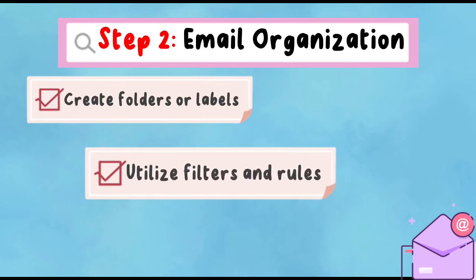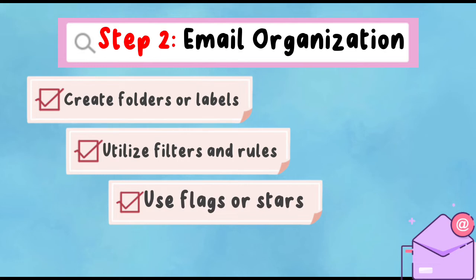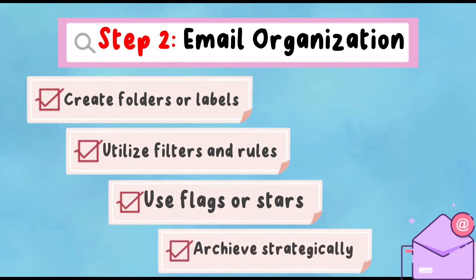Utilize filters and rules. Set up automated filters and rules to sort incoming emails directly into designated folders based on criteria you define. Use flags or stars. Mark emails that require follow-up or have high priority to ensure they don't get lost in the shuffle. Archive strategically. Archive emails that you might need for future reference but don't require immediate action.